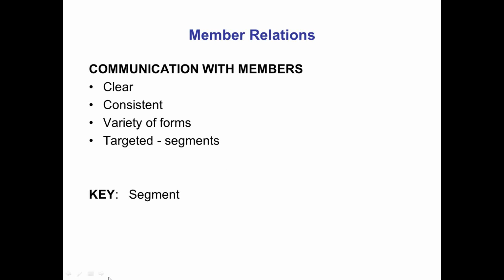When you're communicating with members, making it obvious should be clear, consistent. There's a lot of talk about being transparent. A variety of forms of communication, much more electronic, but we always can have that happen in various ways. And think as you can about targeting different segments of your members in your communication. Segment process a lot is very key.